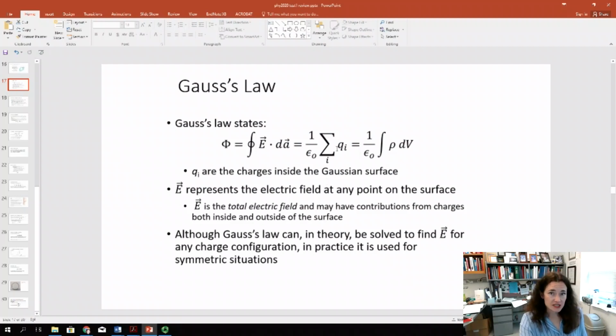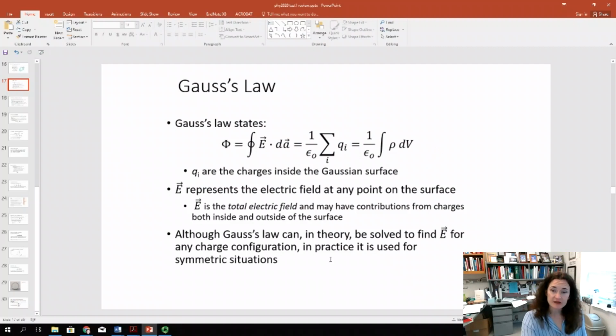Now, if you have a continuous charge distribution, then rather than summing up over all your little dq's, that's going to go to an integral. And then your net flux, which is equal to the integral of E dot dA over the closed surface, is also equal to 1 over epsilon naught times the integral of rho dV. So you're going to integrate over the whole volume of your charge density. Okay? So this is Gauss's law.